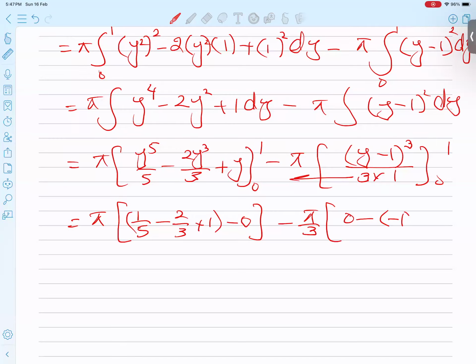That's it. And if I check it, the first part, students, is coming to what? 1 by 5 minus 2 by 3 plus 1 gives me 8 over 15 pi. And this is negative, negative, positive, pi by 3, so minus 1 by 3, and the answer turns out to be 1 over 5 pi unit cubed.